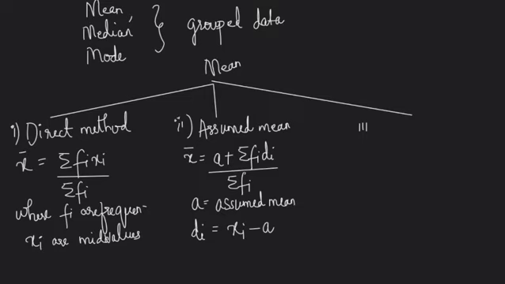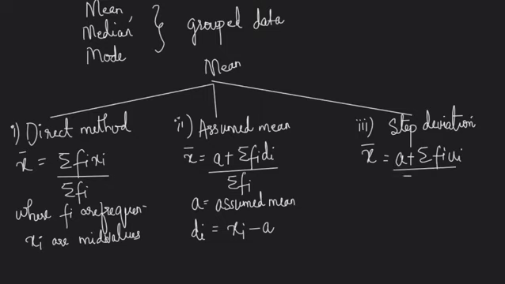The third method is the step deviation method. The formula is given by x bar equals a plus summation fi ui divided by summation fi. So you have sigma fi in all the denominators. And what is this ui? Ui is found by doing xi minus a, divided by h. So a is again the assumed mean here.